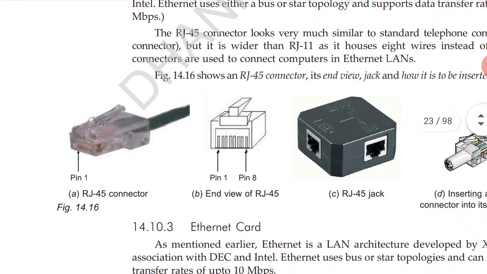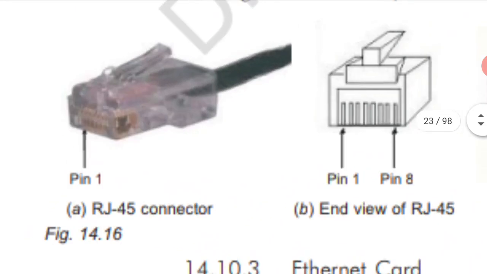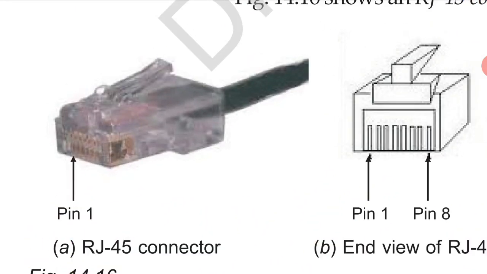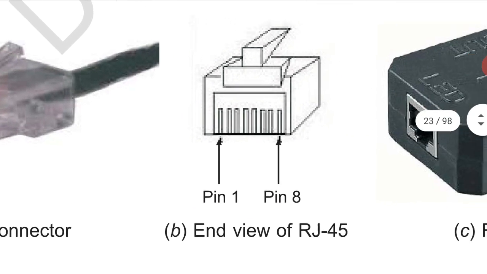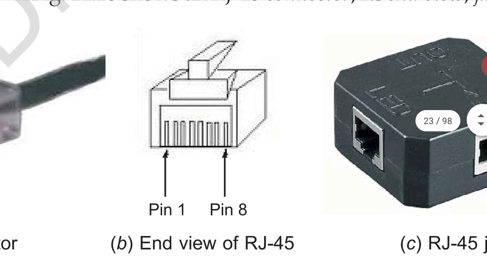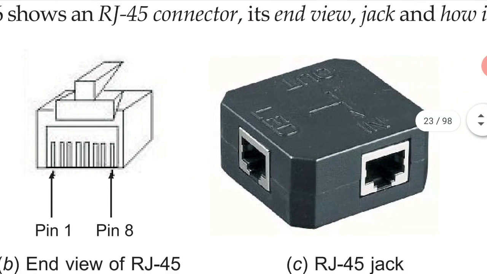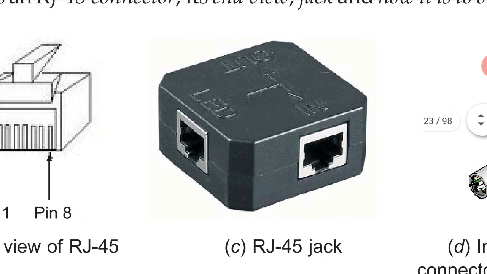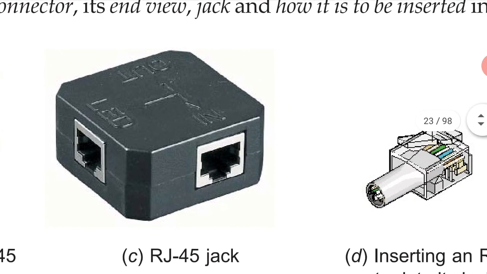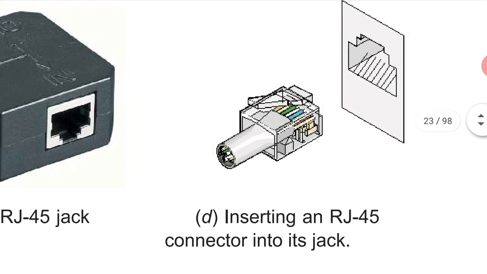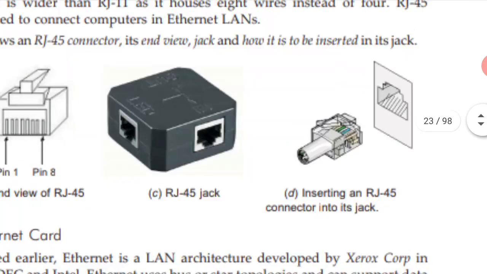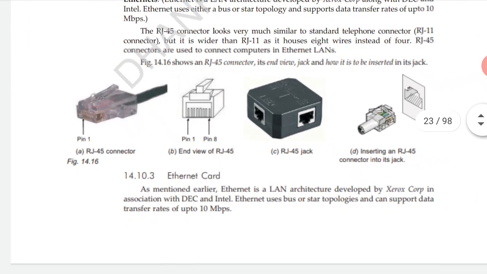Now you can see the very first picture here. This is the RJ45 connector. There is one more type of RJ45 connector. It shows the pin arrangements, 8 pins, and the RJ45 jack where we can split the signal, and here inserting an RJ45 connector into its jack, that way it is given in the socket how it can be inserted. So this is a connector actually.